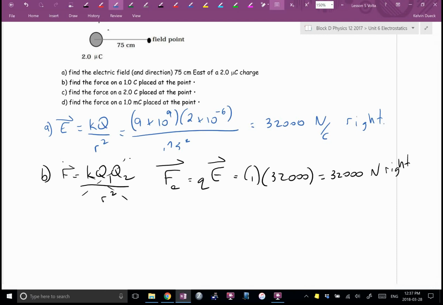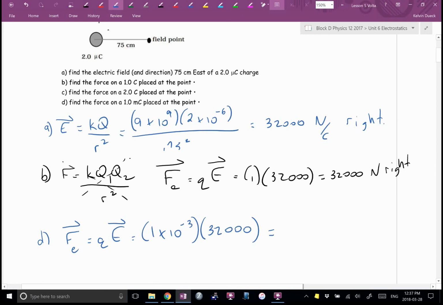Let's just do D. Again, it wants us to find the force. Again, it's going to be QE. So it's going to be 1 milli, which is 10 to the negative 3, times 32,000. 10 to the negative 3 mathematically is the same as dividing by 1,000. So Braden, in your head, 32,000 divided by 1,000. I think it would be 32 newtons. And is the charge they gave us positive? In part D? Yeah, okay, so that would also feel a force to the right.